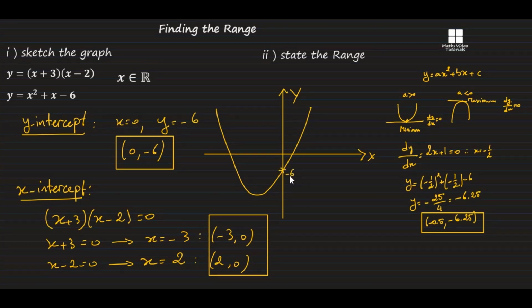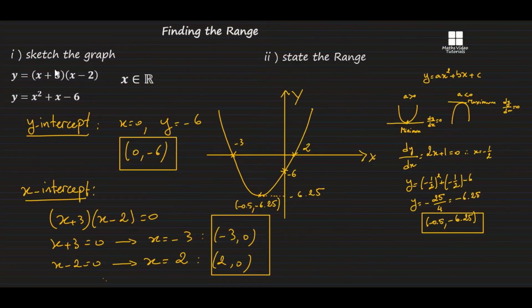This is the -6, the y-intercept. This is the 2, this one here, and this is the -3. And this is the turning point, which is -0.5, -6.25.